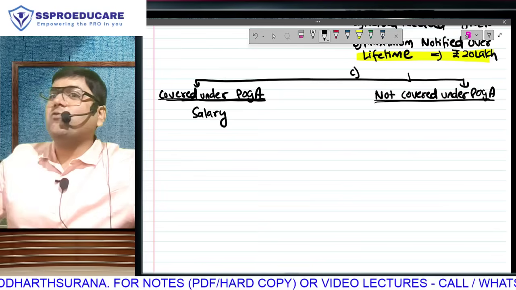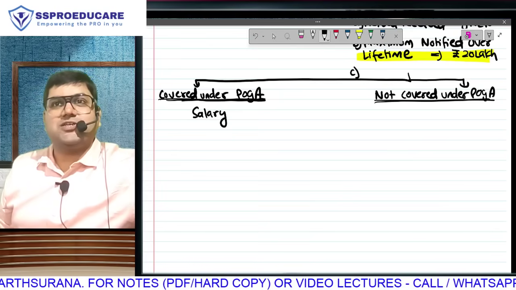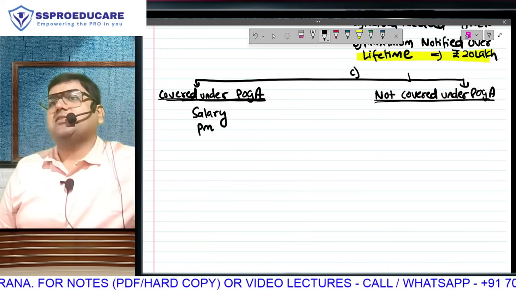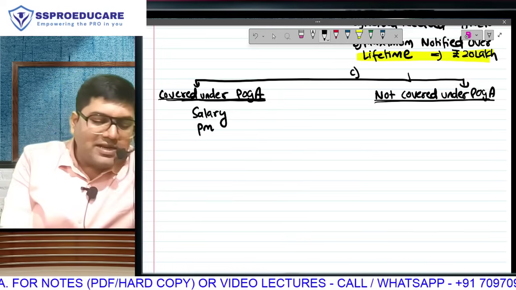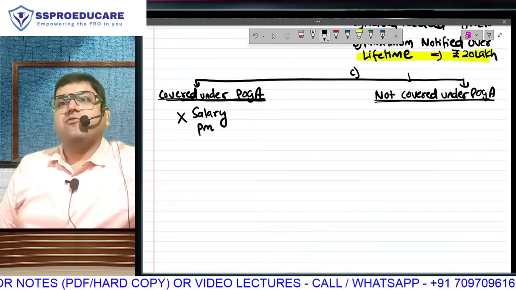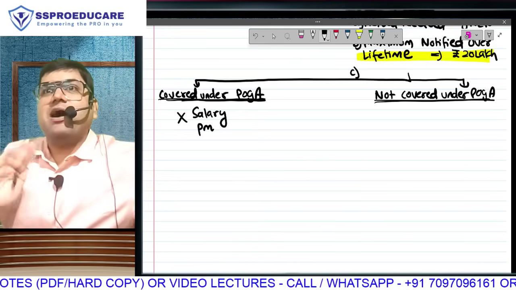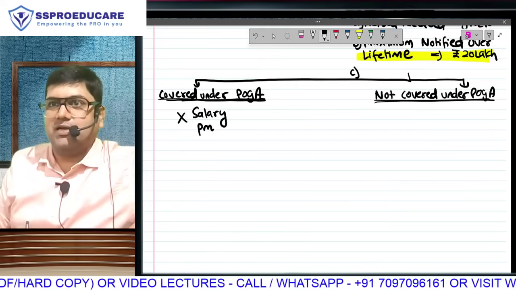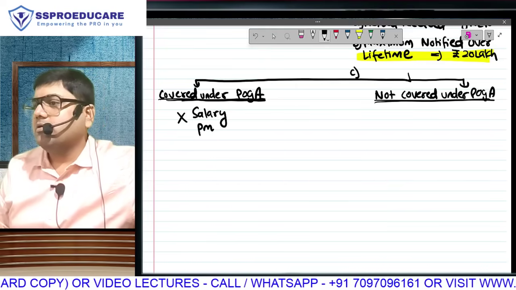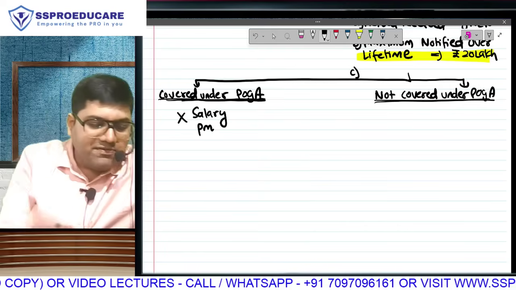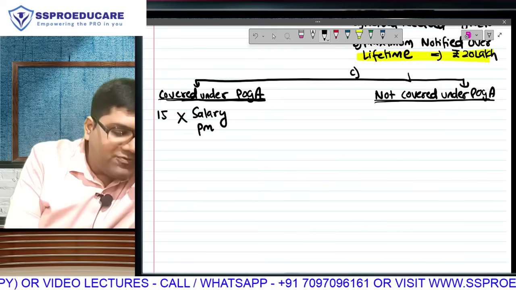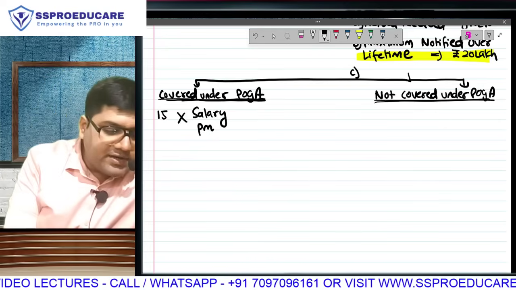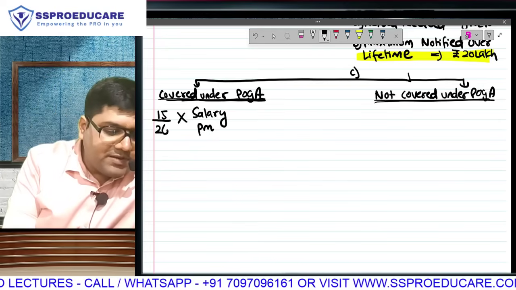But words ko now we will convert in a mathematical representation. So half month ka salary means what? First take your monthly salary. Monthly salary ko you do what? Half. So will that become half month ka salary? What a stupid question. If I take monthly salary and multiply by half, it will become half month ka salary. So we will do what? Multiply by half. Half according to you is what? 1 by 2. According to them, it is 15 by 26.